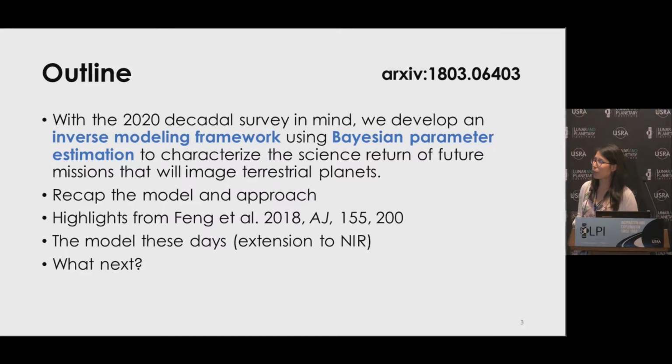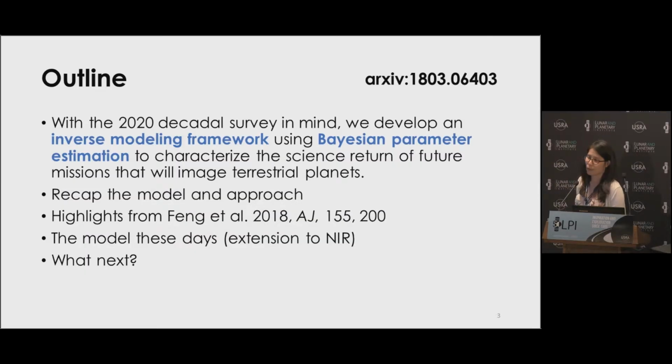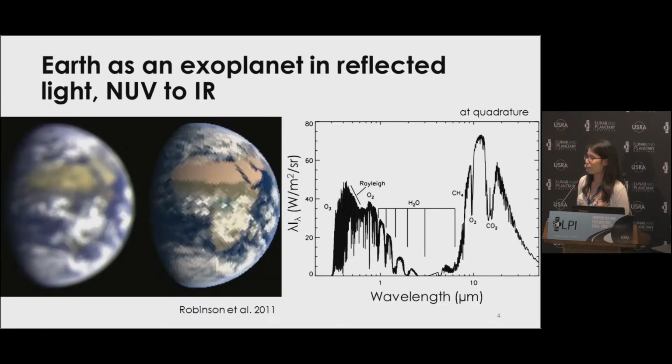And so my group and I developed this inverse modeling framework that uses Bayesian parameter estimation to try and see how well we can constrain these interesting quantities given the data that we might get. And so I'll talk about the model and the approach. I'll highlight some of the findings that we have in the paper that you can find on the archive, and I will talk about some of the work that's going on right now.